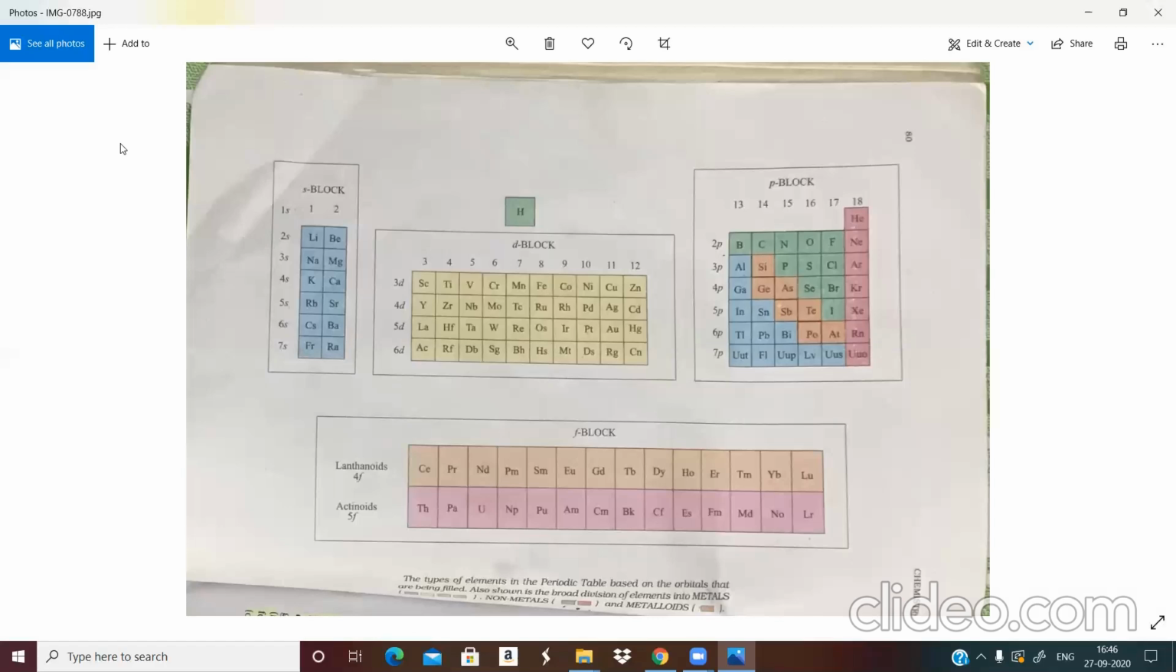So, in the next session of the video, we will be reading about atomic radius and the related properties.